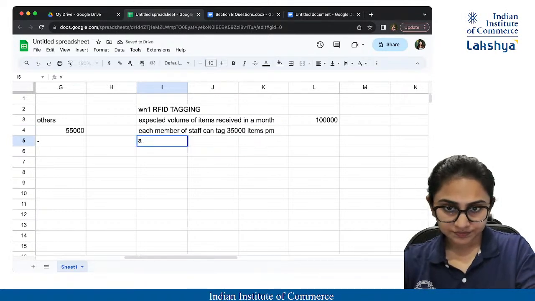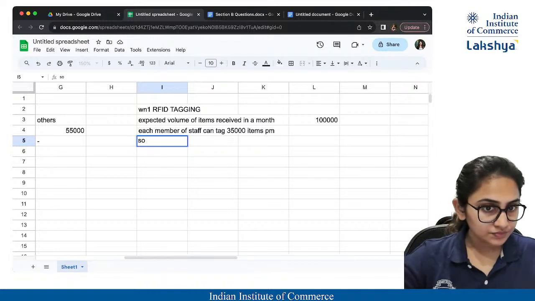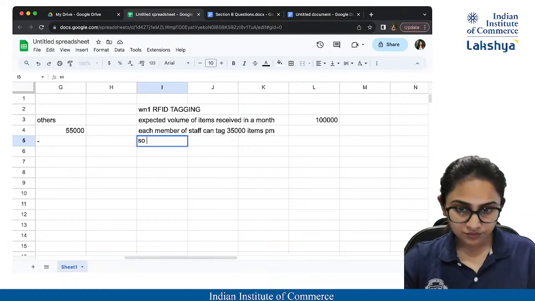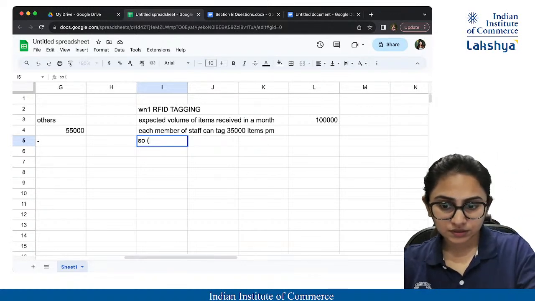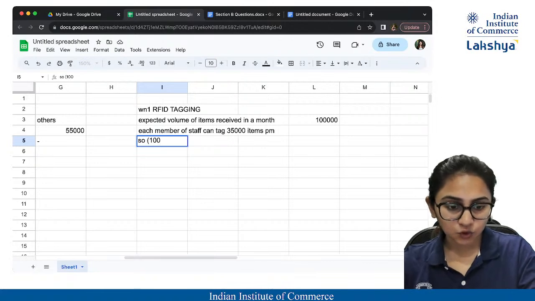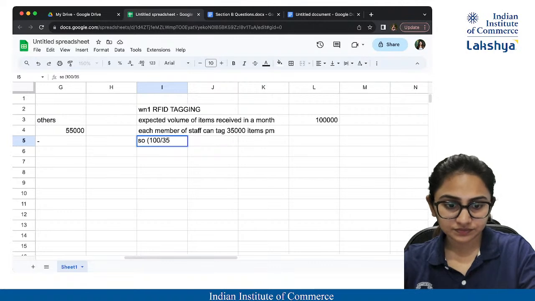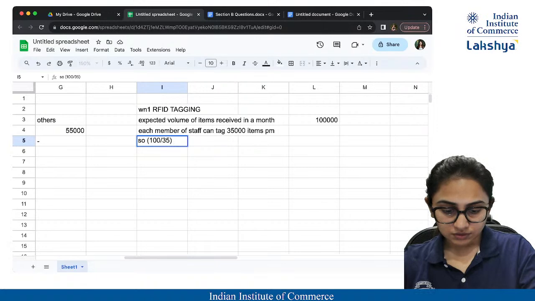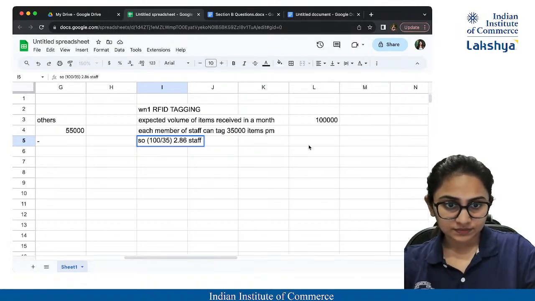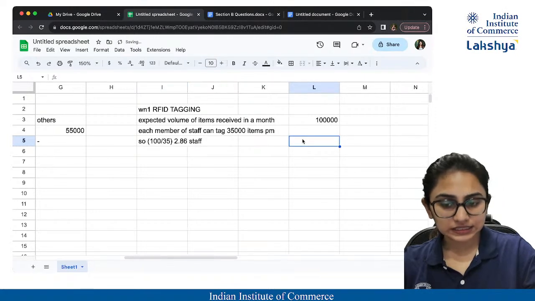So it is 1 lakh expected volume divided by per member can attach 35,000 tags. So that will give you 2.86 staff. Say 3 approx.